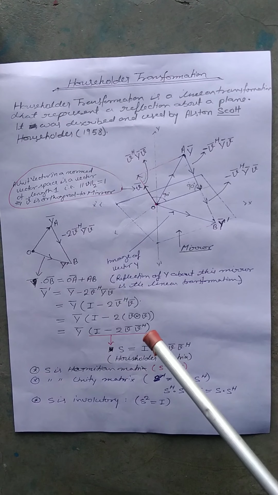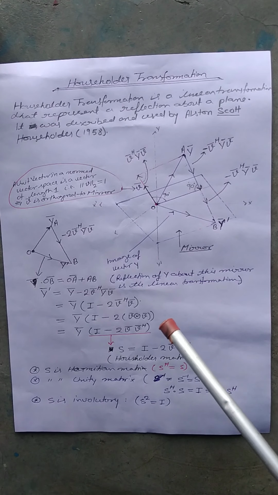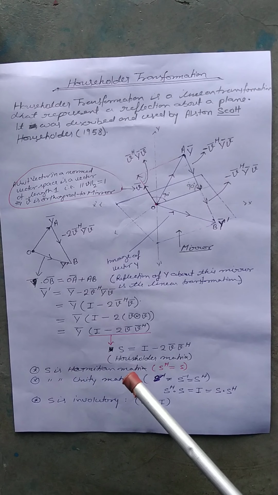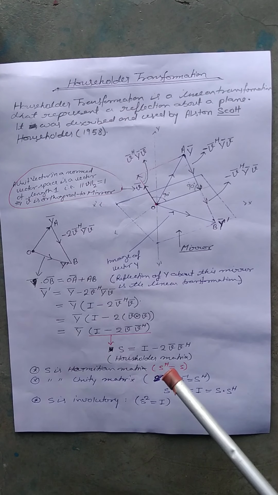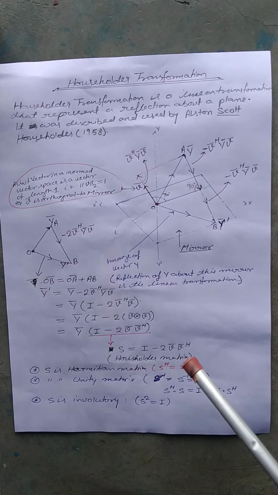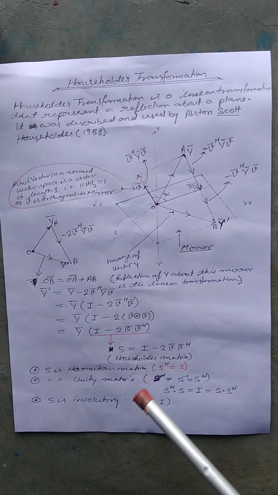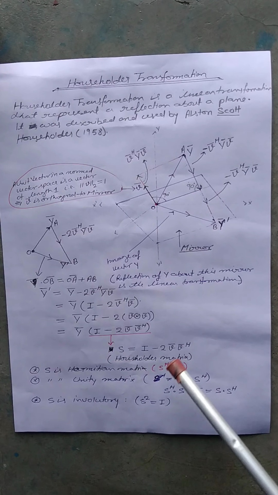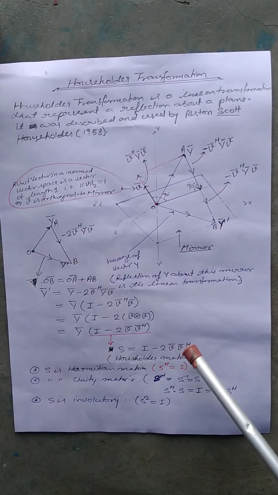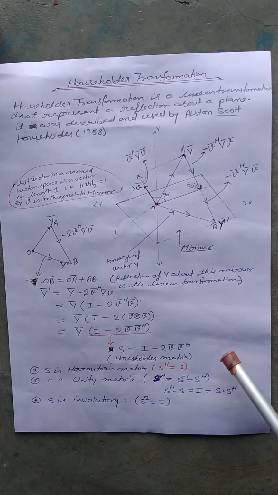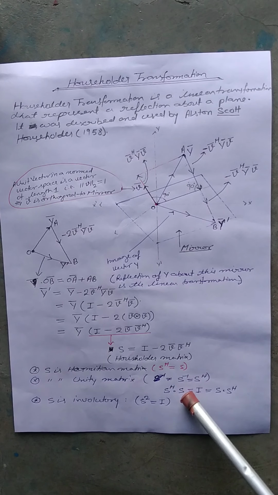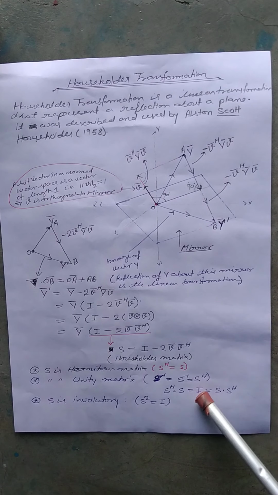The Householder matrix is also a Hermitian matrix. Hermitian means if we take the conjugate transpose of the matrix, then we get the same matrix. The Householder matrix is a Hermitian matrix. It is also a unitary matrix. It means that the inverse of this Householder matrix is the Hermitian of this matrix. Similarly, we can say that the Hermitian of the Householder matrix S multiplied with S is equal to the identity matrix.